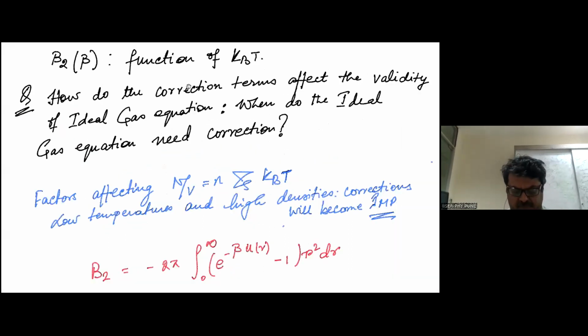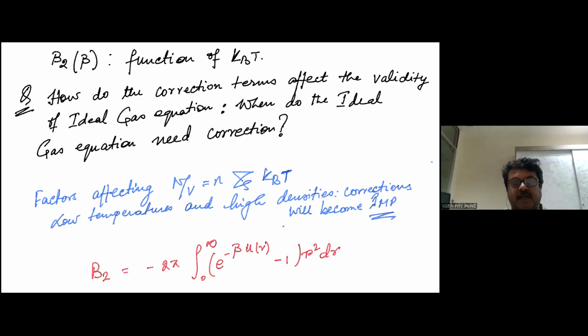So we shall continue from where we left off in the last class, where we wrote down the expression for the virial coefficient B2, which is equal to minus 2 pi integral from 0 to infinity of e to the power minus beta times the two-body potential U(r), minus 1, r squared dr. And now the rest of the discussion shall mainly focus on the properties of B2 and, depending upon whether it's positive or negative, how you're going to have the modified gas equation.